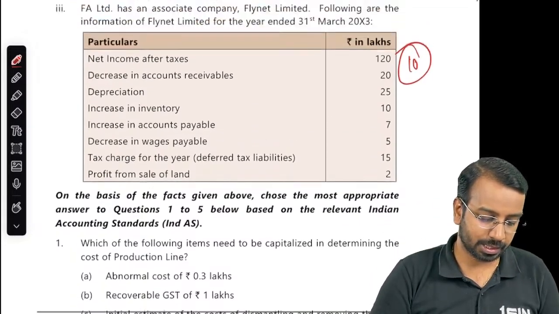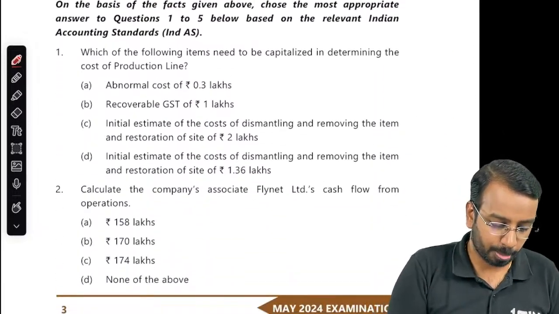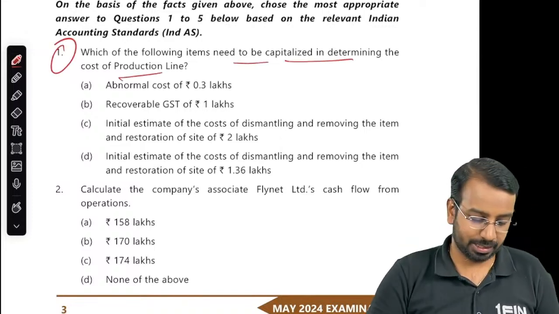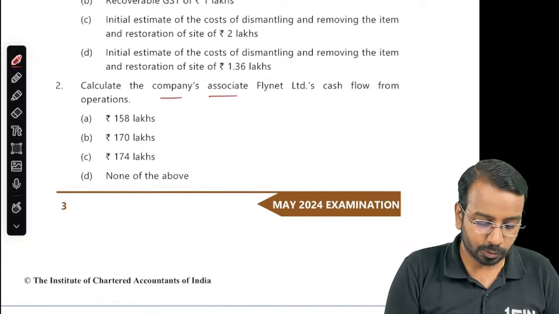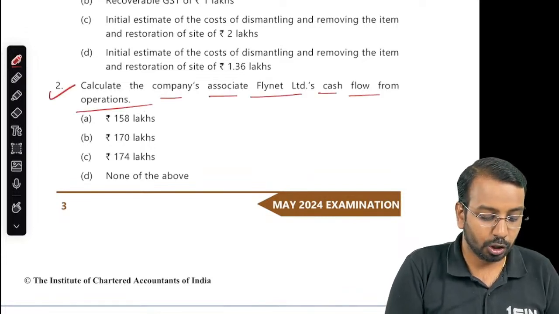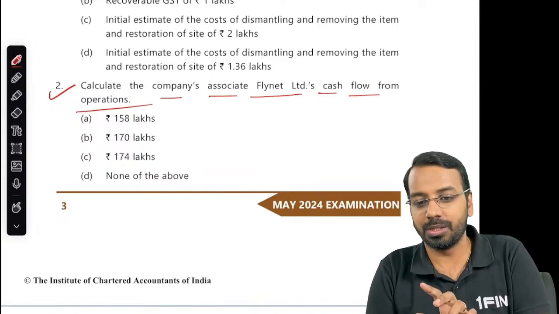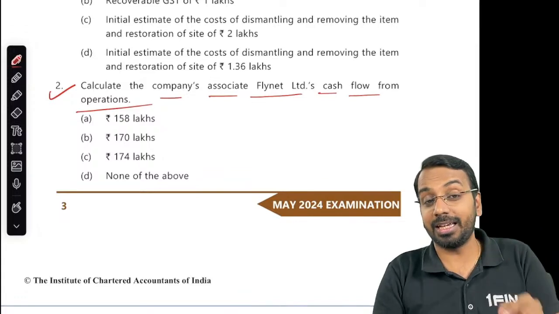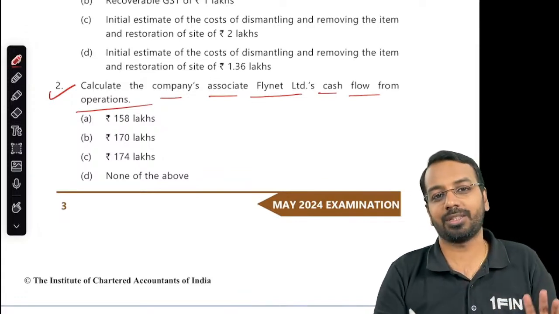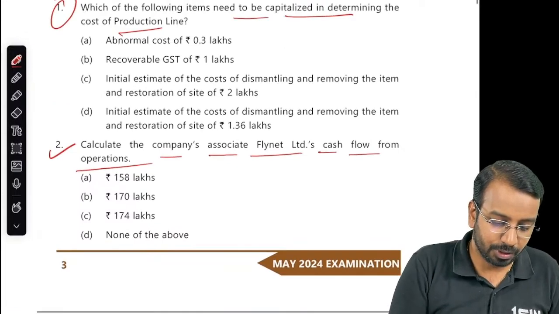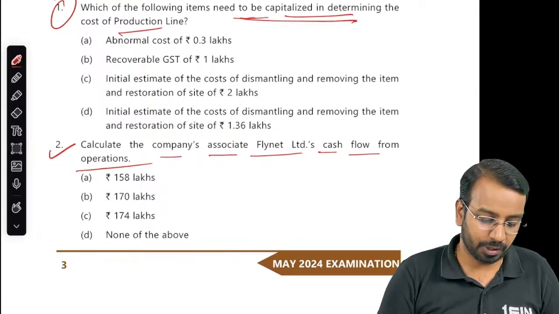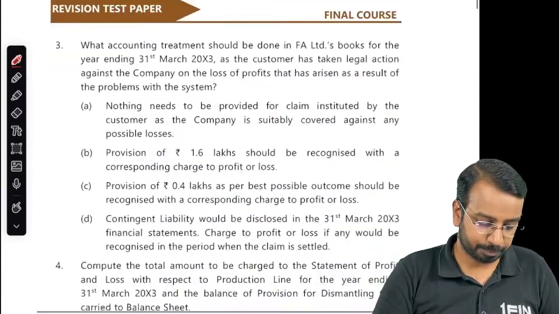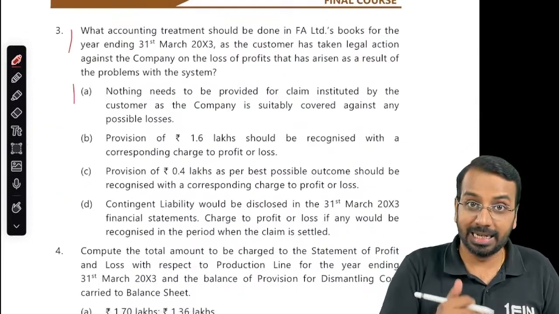So what we can do is, in such kind of questions, when you have longer cases, look at what the question is. First one is talking about which of the following items need to be capitalized. So first one is about capitalization. Second, calculate the company's associate Flynet Limited's cash flow from operations. Whenever you have these smaller direct questions, first read the requirement and then go back to the case. If you study the case first, by the time you come to the question, you will anyway forget everything. So this is a direct question: which of the following needs to be capitalized? We will figure that out. Calculate the company's Flynet cash flow from operations. We'll figure that out. Now this is a slightly longer question. You can leave it for later.